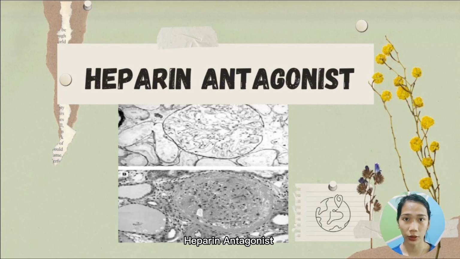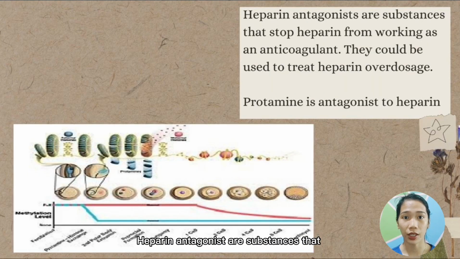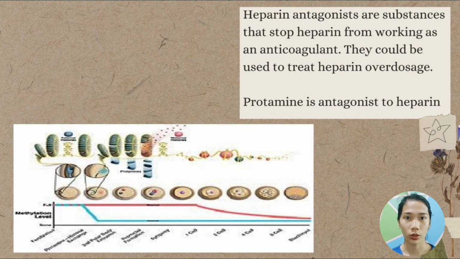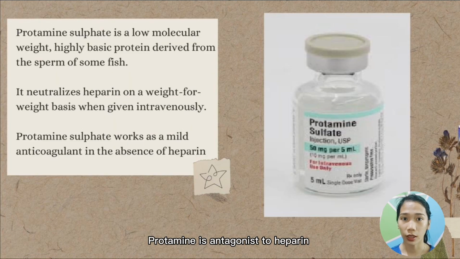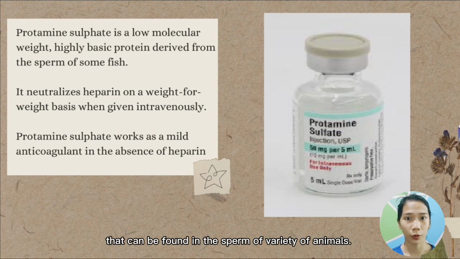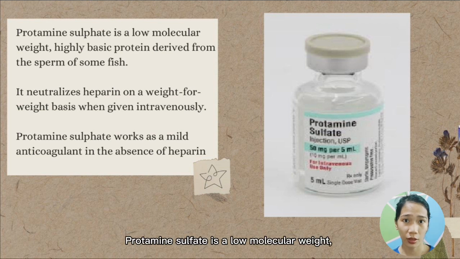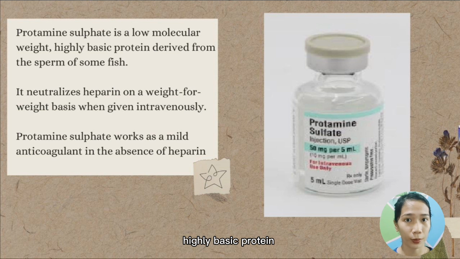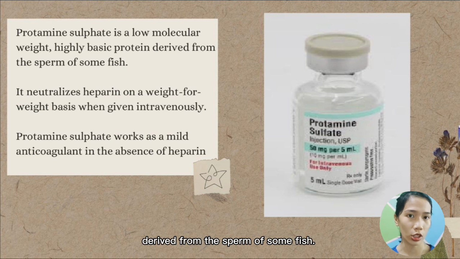Heparin antagonists. Heparin antagonists are substances that stop heparin from working as an anticoagulant. They could be used to treat heparin overdosage. Protamine is an antagonist to heparin. Protamines are simple proteins that can be found in the sperm of a variety of animals. Protamine sulfate is a low molecular weight, highly basic protein derived from the sperm of some fish.